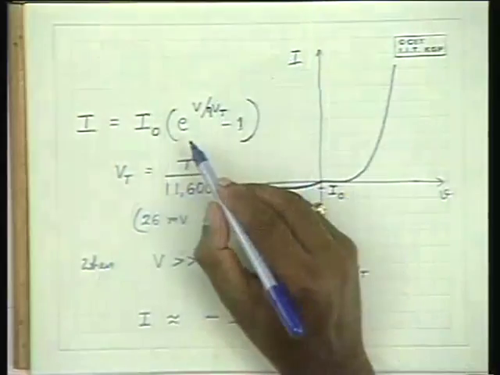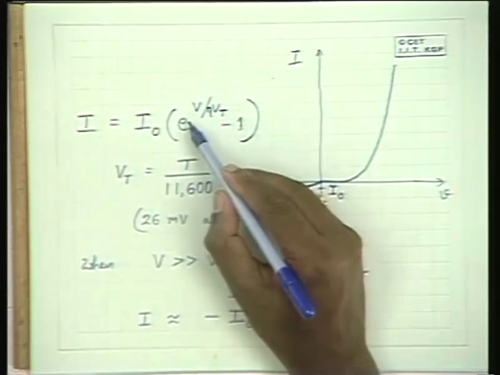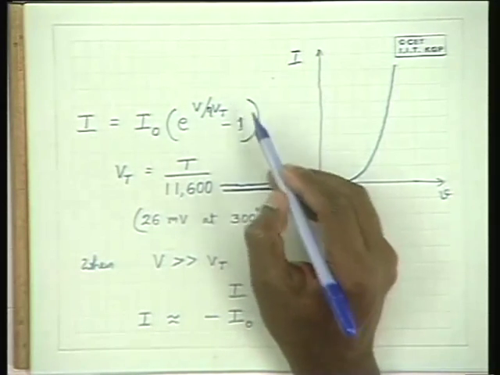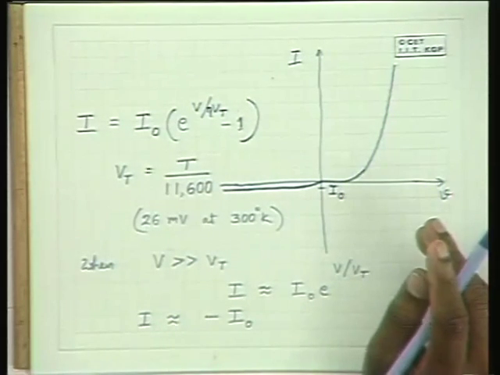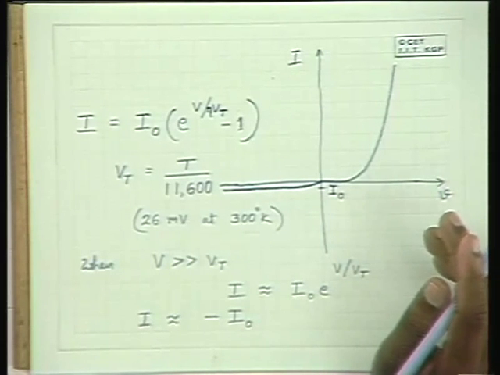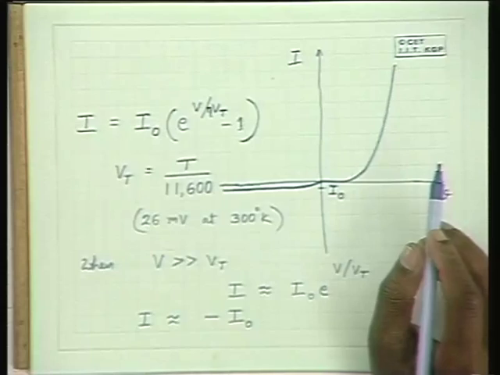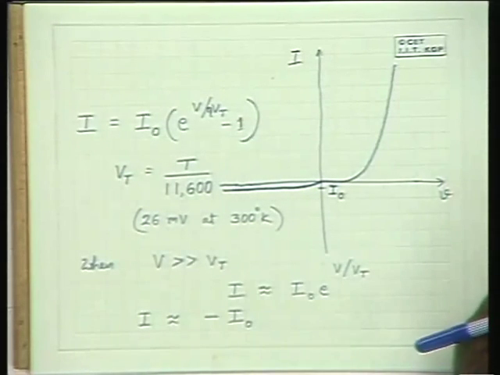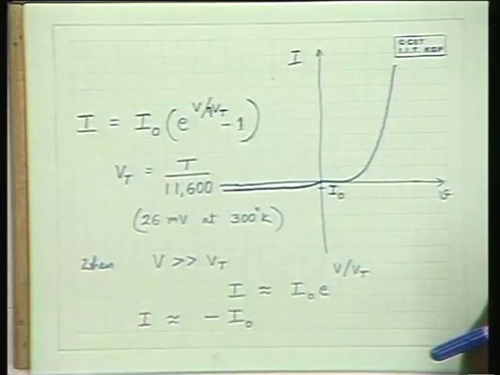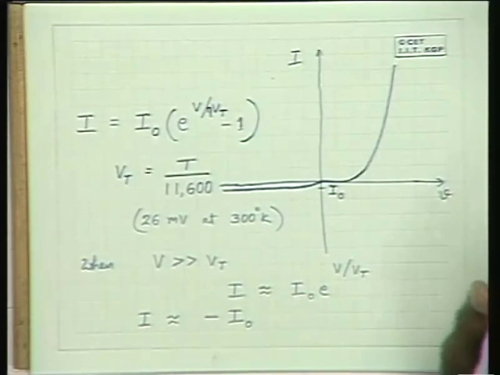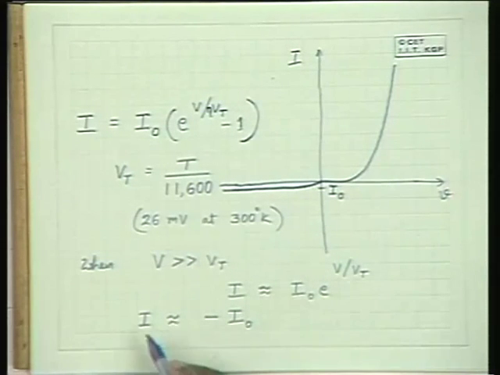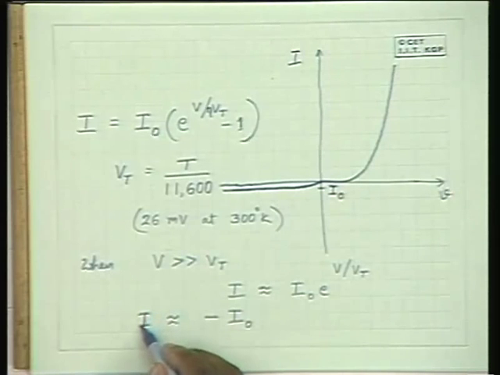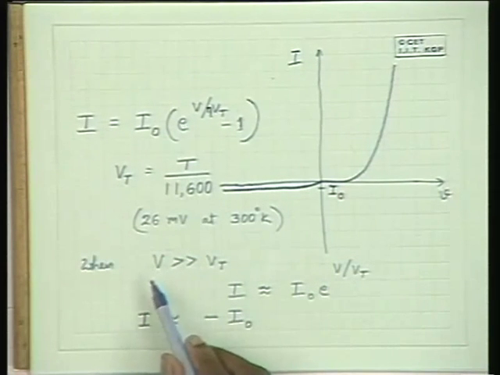There was a mistake in this expression which I have given earlier. It is not e to the power of V by Vt, but it is e to the power of V by eta Vt, and eta is 2 for silicon and eta is equal to 1 for germanium. Okay, and Vt is independent of the semiconducting material. So it is proportional to the absolute temperature, and there is a proportionality constant which is equal to 1 by 11,600.